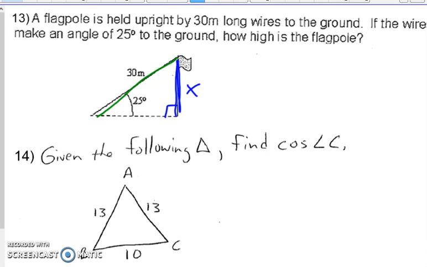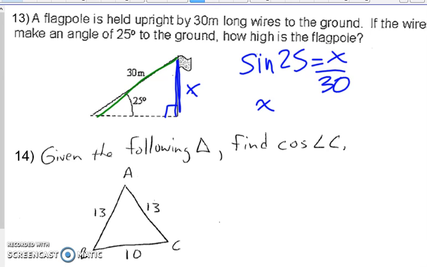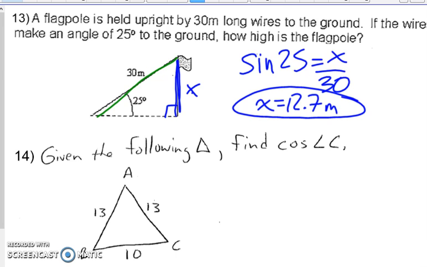We're assuming the flagpole is upright. Well, it tells us it's upright, so it's going to be a right angle. If we're trying to find our opposite and we know our hypotenuse, we should be using sine. So sine of 25 will equal x over 30. Solve that, and we get that the flagpole is 12.7 meters tall.